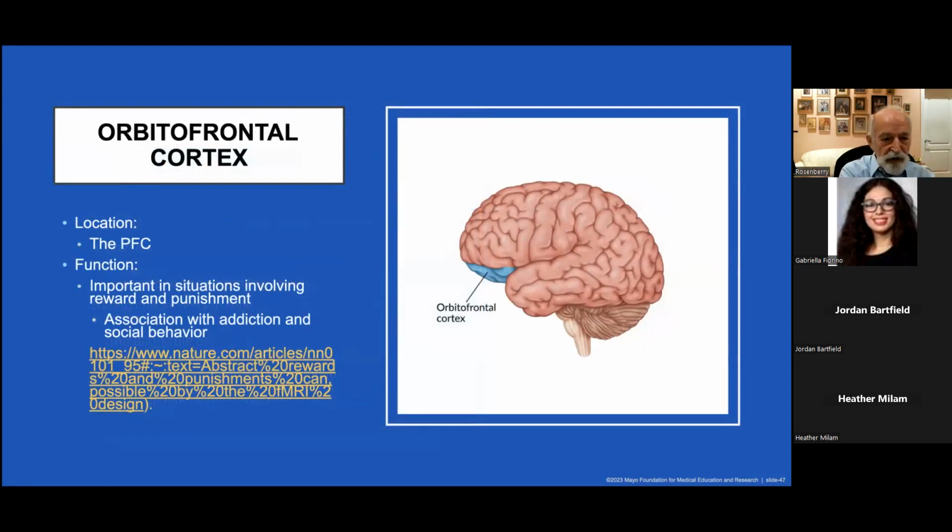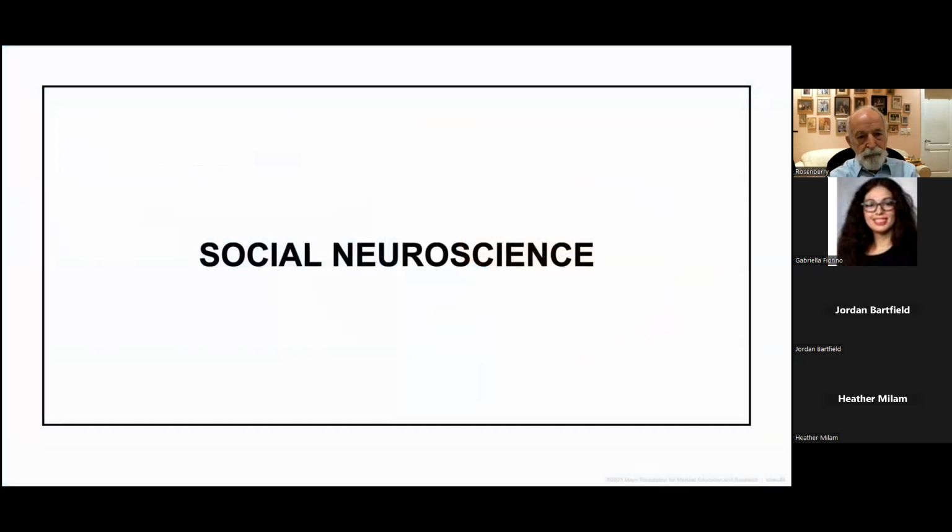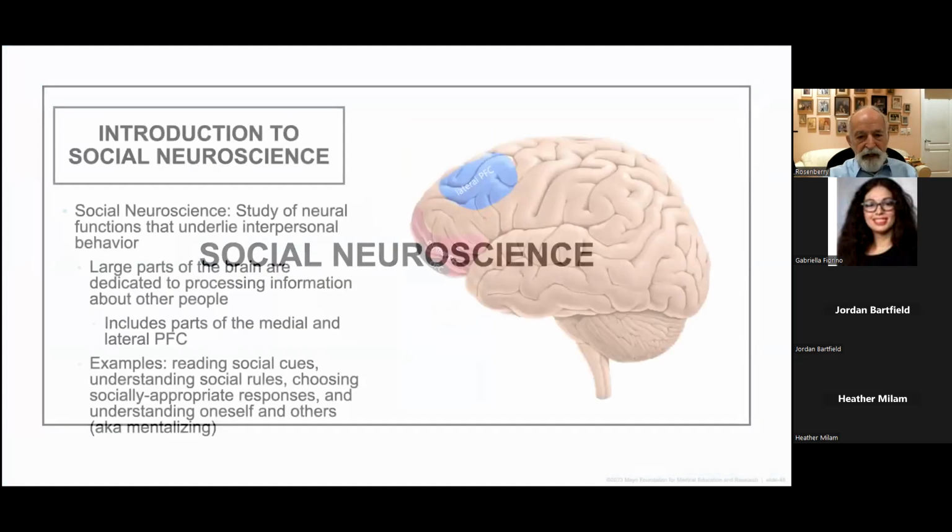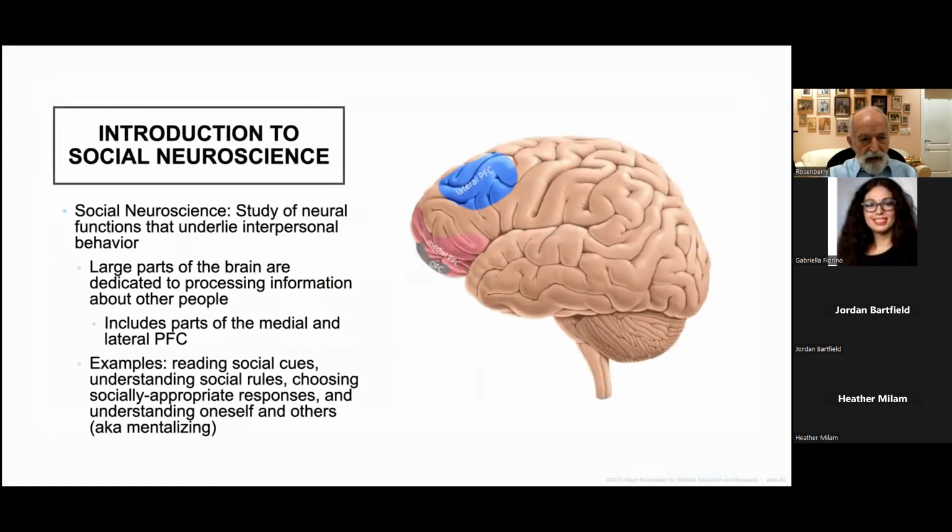The orbital frontal cortex is important in situations involving reward and punishment. And it's associated also with addiction and social behavior. Finally, in social neuroscience, we get to presumably the highest level of brain function. It's still somewhat controversial.